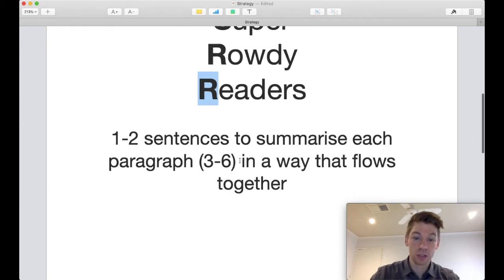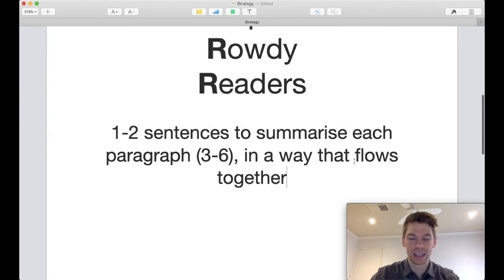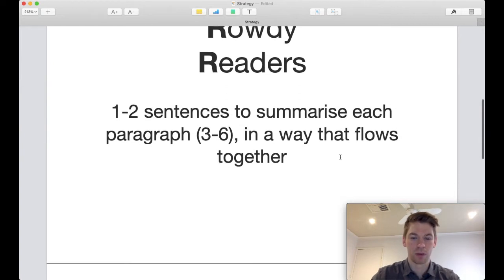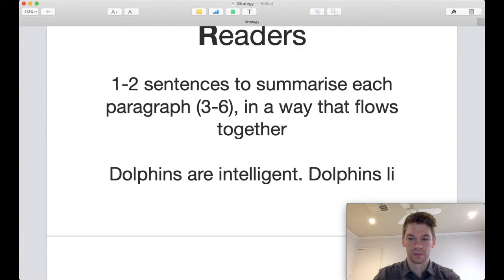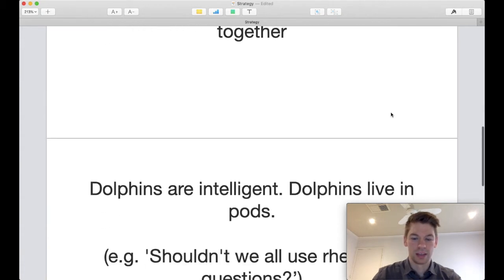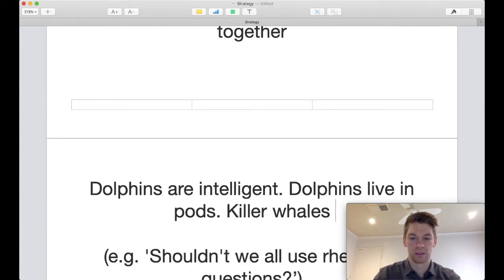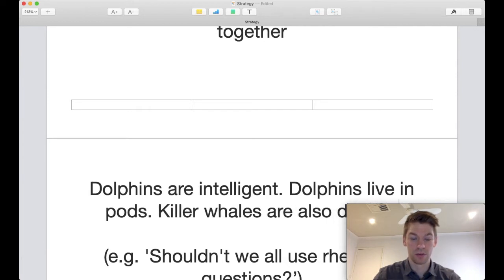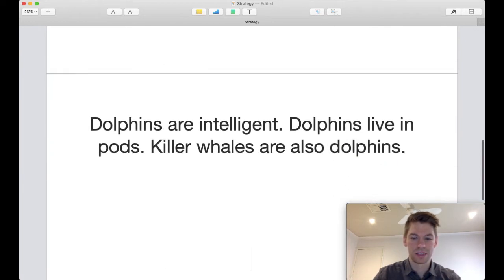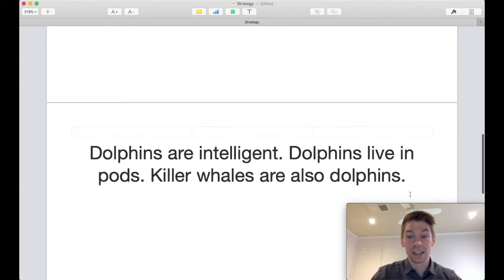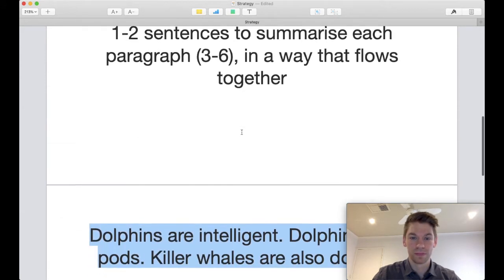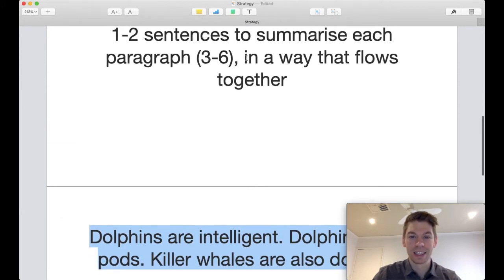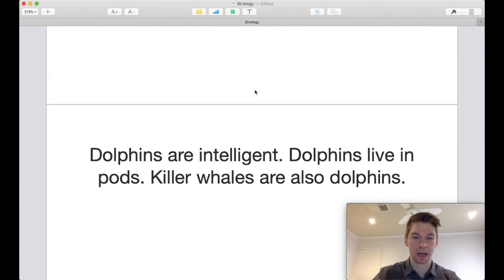Also, in a way that flows together is nice. So not just, if paragraph 1 was about dolphins are smart, paragraph 2 was about dolphins live in pods, and then the last one is killer whales are also dolphins. Something I learned from someone's informative writing for this. They didn't do this, the person who wrote about dolphins, but it's an example of what you shouldn't do. They didn't do it, I'm just doing it. It doesn't flow together. It's just 1, 2, 3, bang, bang, bang.